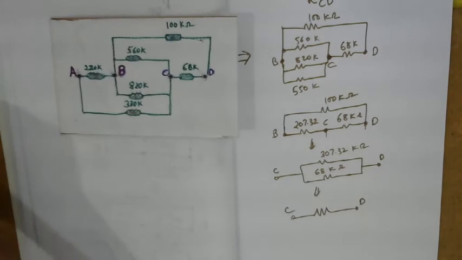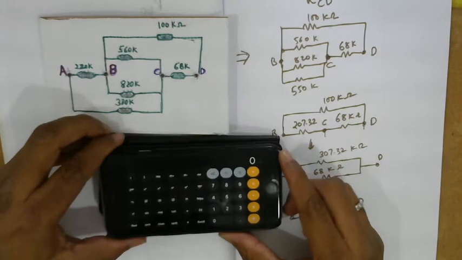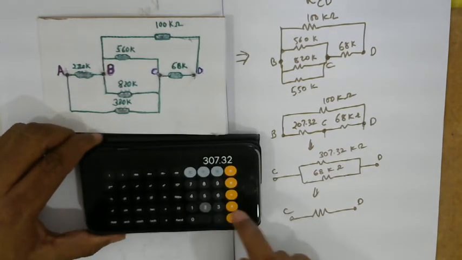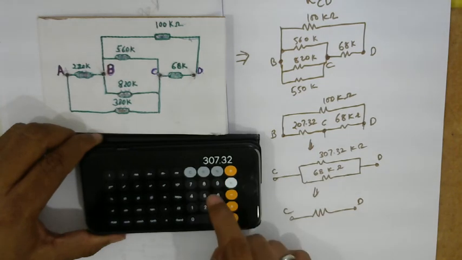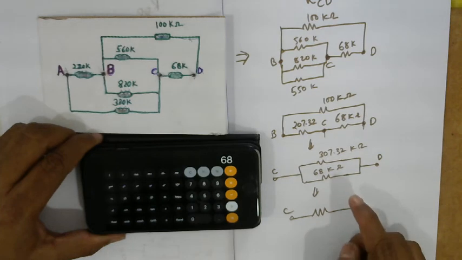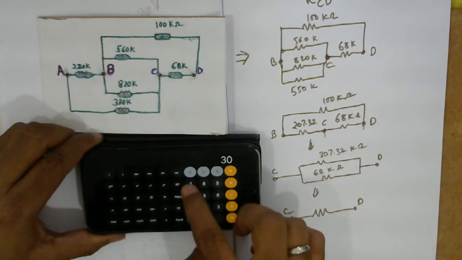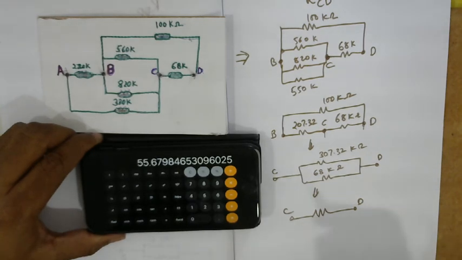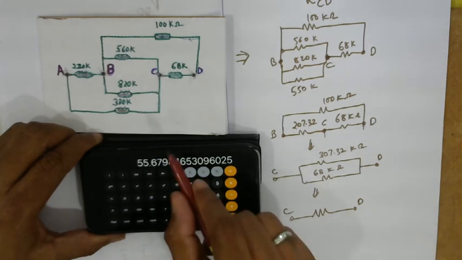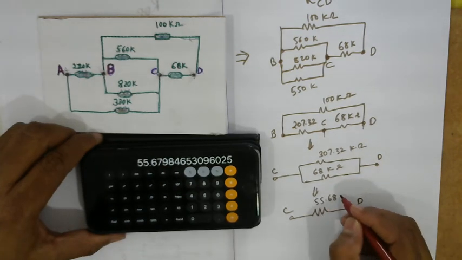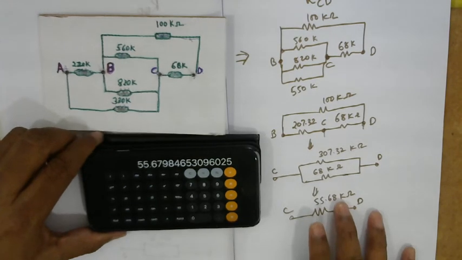So again, to calculate that, let me get my calculator. So 307.32 multiplied by 68 divided by 68 plus 307.32. So I'm getting 55.68. I'll round it off to 68. So 55.68 kilo ohms. Okay, so this is the calculated value.